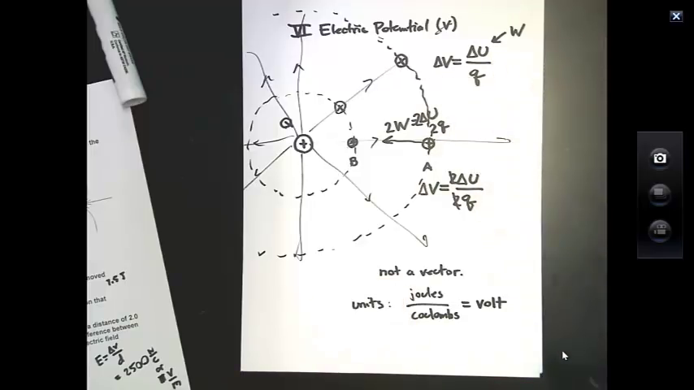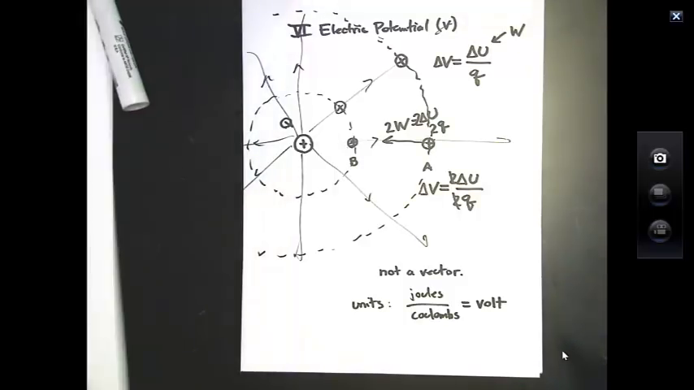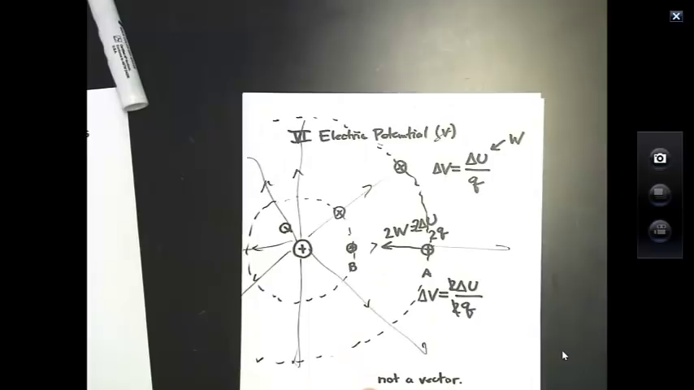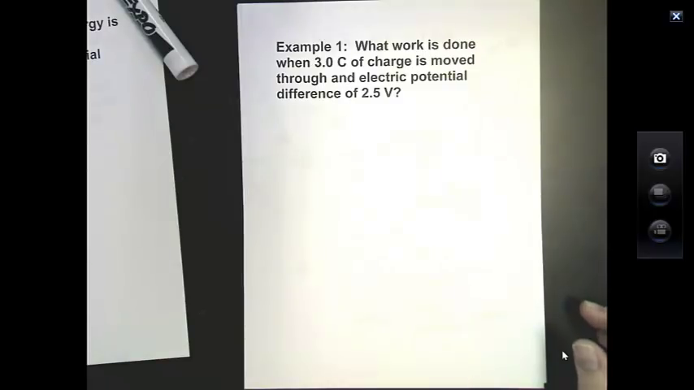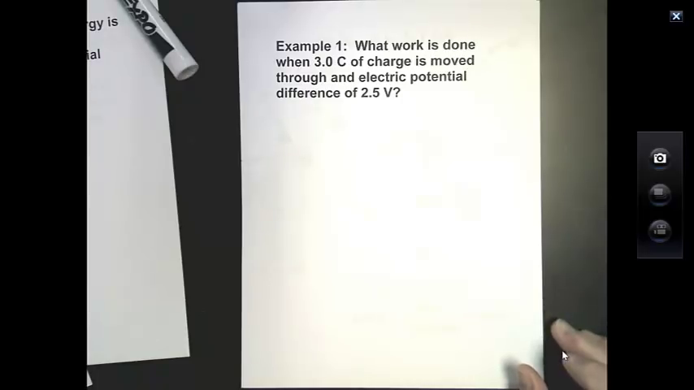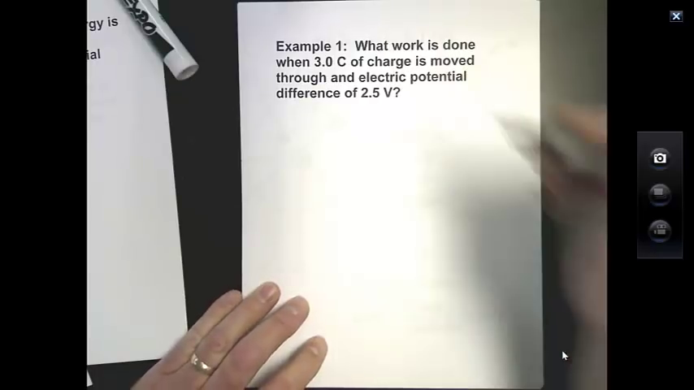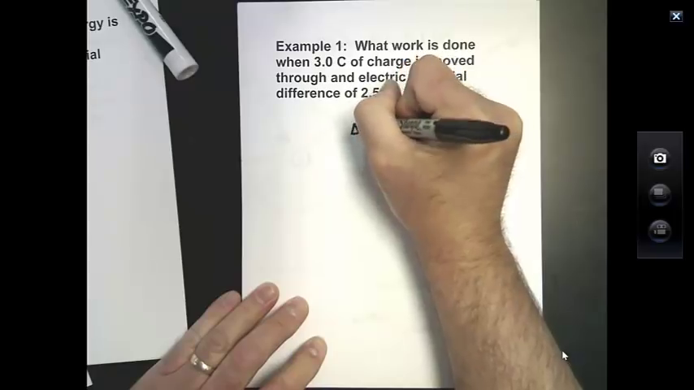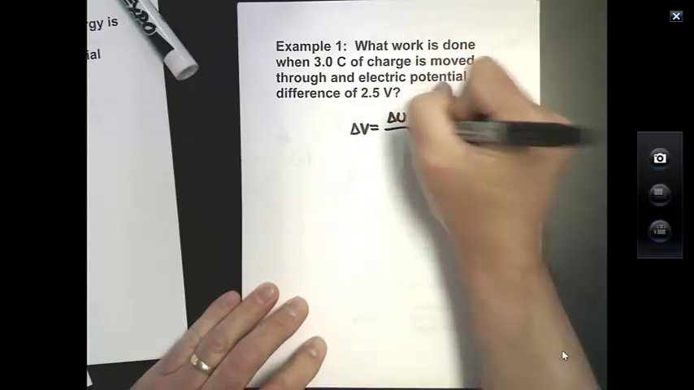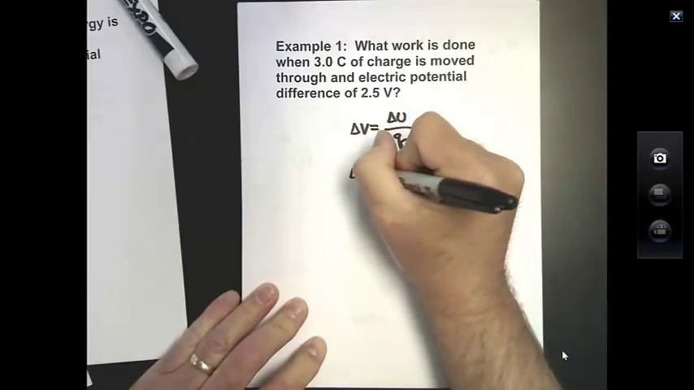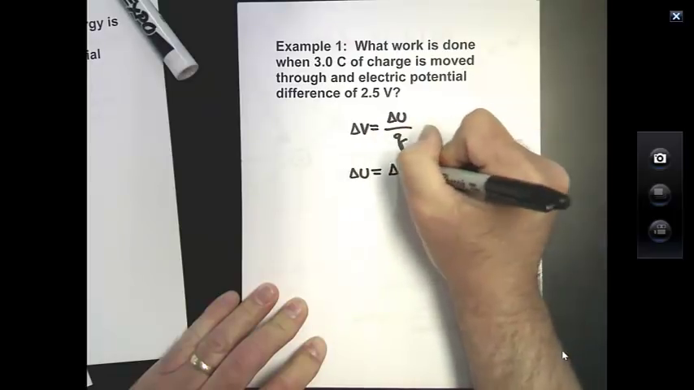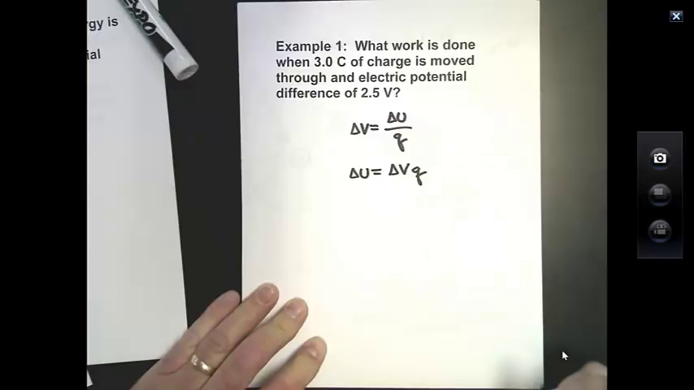Let's do a couple of mathematical examples and we'll bring this video to a close. All right, this is just an introduction, so a couple of simple calculations. Number one, what work is done when 3 coulombs of charge is moved through an electric potential difference of 2.5 volts? Okay, so we know that electrical potential difference is the change in the potential energy of the charge divided by the charge. So if I want to know what the change in potential energy is, I could say change in potential times the charge.